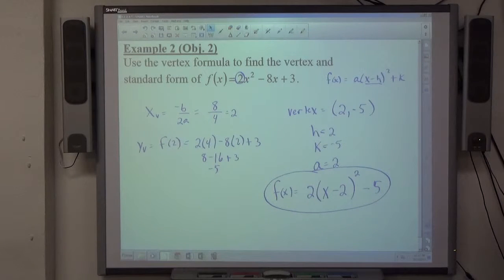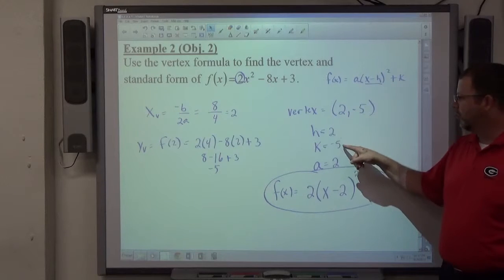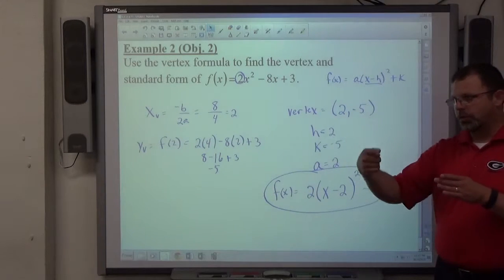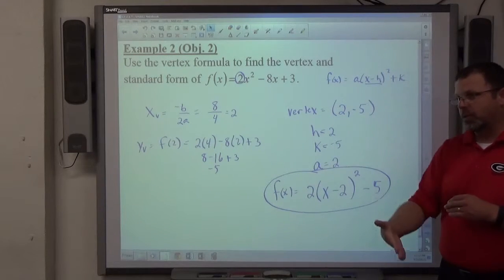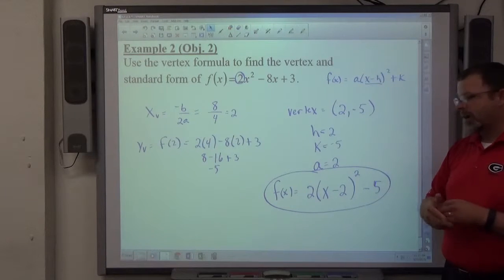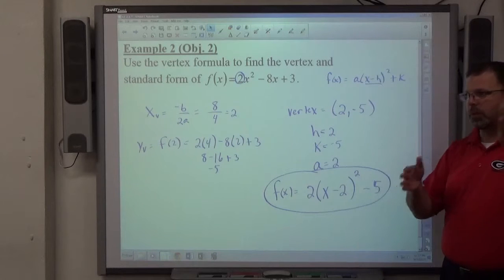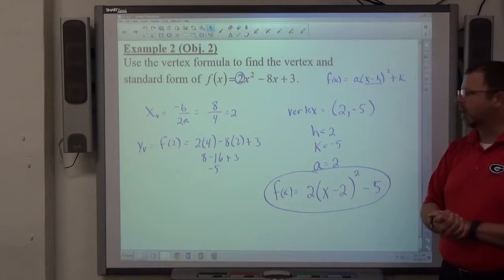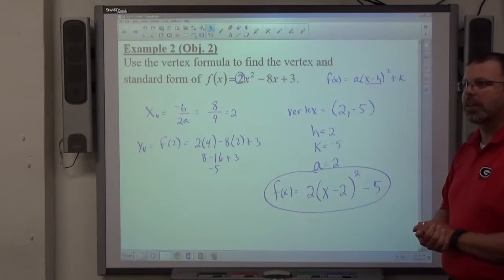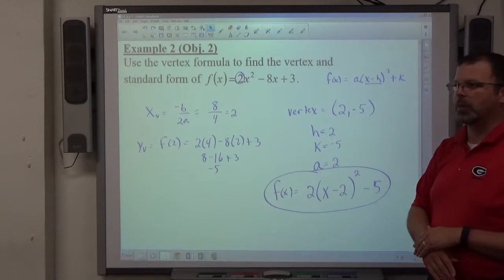If they did want me to graph it, I put a dot at 2, negative 5, so 2, negative 5, and then my axis of symmetry would be x equals 2, and then I'd probably pick 1 and 0 or 3 and 4, find a point, use the axis of symmetry to get another point, connect the dots. It would look very much like the last one, it'd just be positioned a little bit lower to begin with.